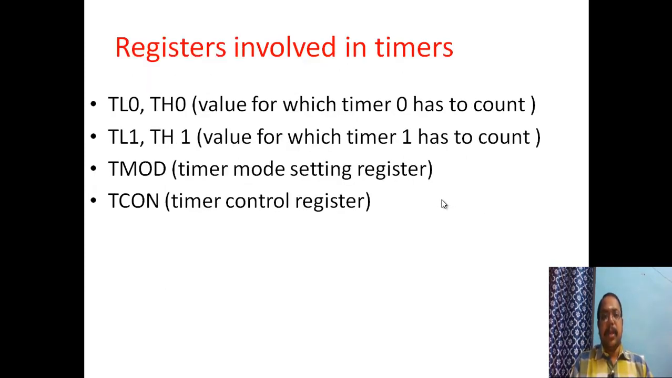Registers involved in timers. Whenever a timer is brought inside the microcontroller, there should be a register to tell about the modes of operation of that particular timer, whether you are going to use mode 0, mode 1, mode 2 or mode 3. There are so many modes, so we call it the TMOD register, that is the timer mode setting register. Since there are two timers, for each timer you should have a lower order 8-bit and a higher order 8-bit. Note that this is 0, not O. So TL0, TH0 are for timer 0, and similarly for timer 1.